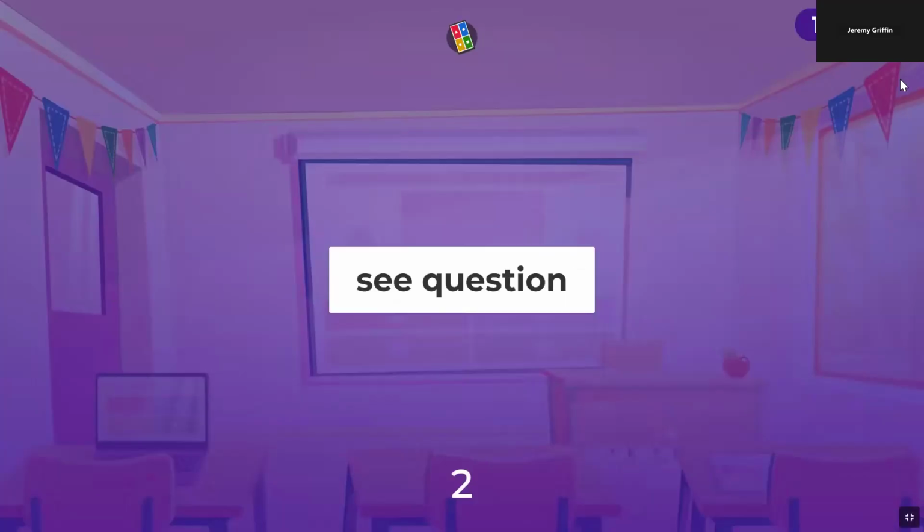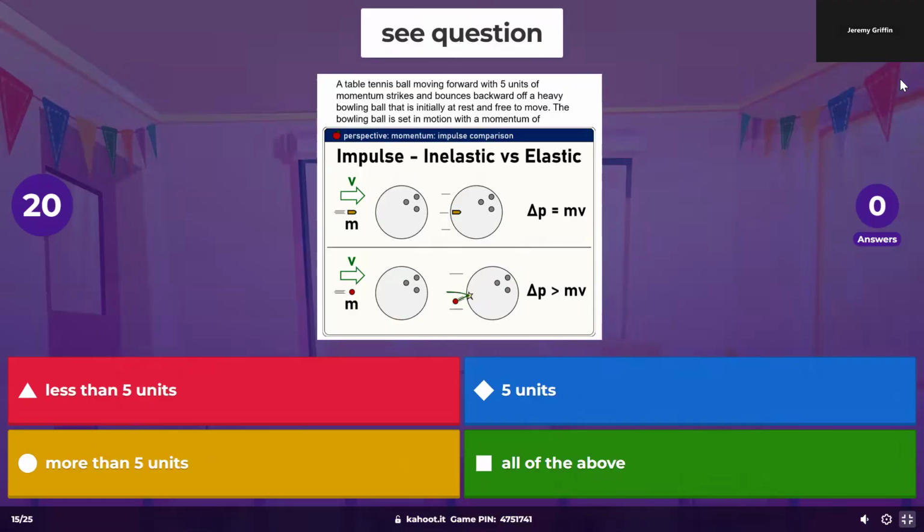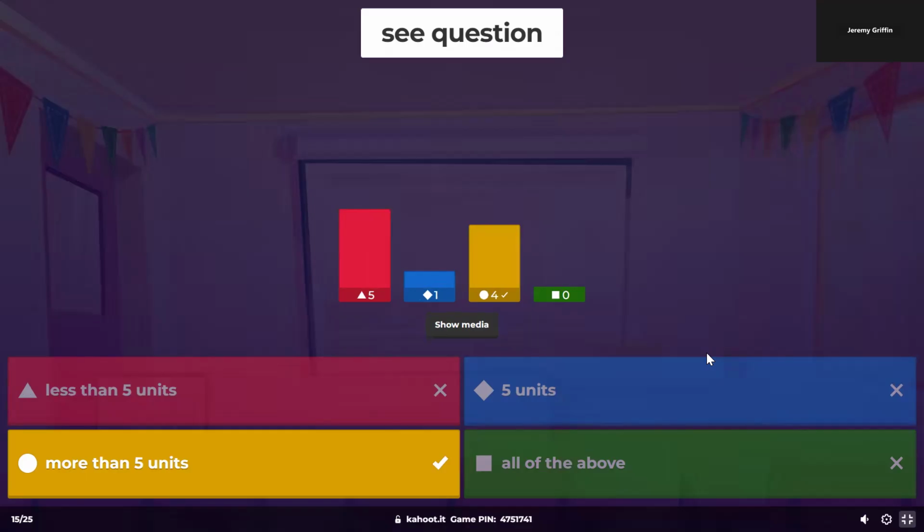Now, this is a little bit different. A table tennis ball, also with 5 units of momentum, strikes and bounces backward. That's like this bottom picture. But boing. Now the bowling ball is set into motion with what? Oh, more than five. More than five. Okay, this one's a little tricky.